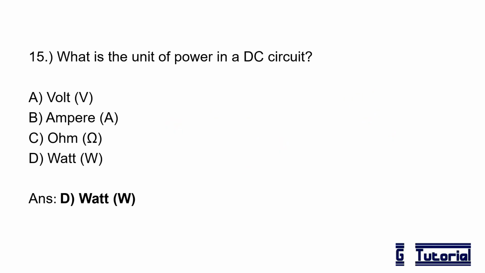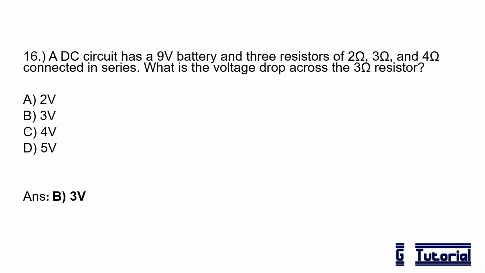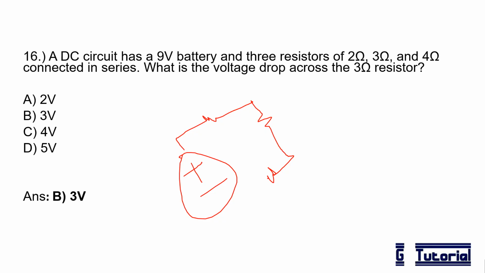What is the unit of power in a DC circuit? In the previous question we have seen the unit of power is watt. A DC circuit has a 9-volt battery and 3 resistors connected in series. What is the voltage drop across the 3 ohm resistor? Here there is a DC source of 9 volt connected across 3 resistors in series: 2 ohm, 3 ohm, 4 ohm. We are asked to find the voltage drop across the 3 ohm resistor.